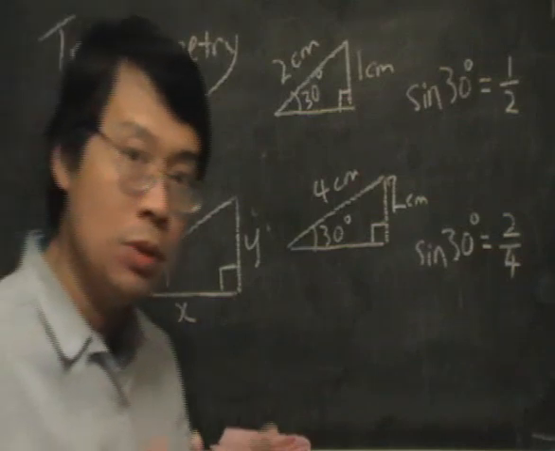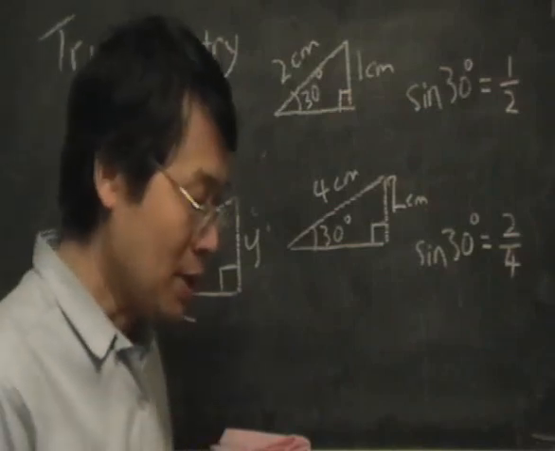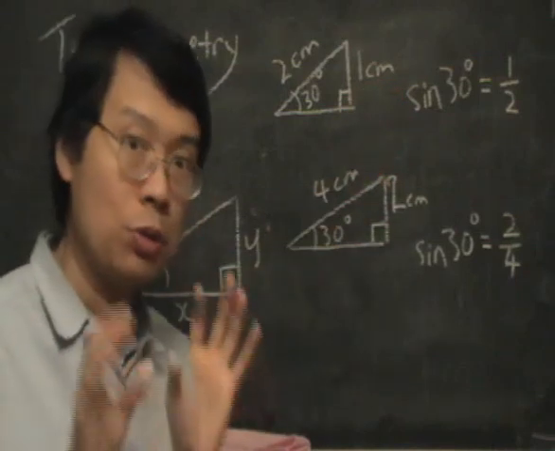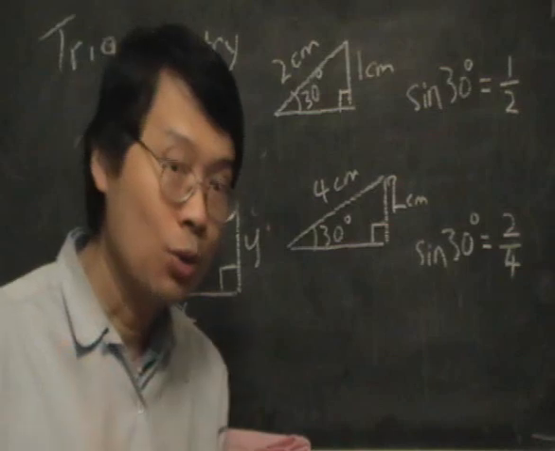But we are going to do the next thing in trigonometry. Now we've learned about sine. Now we are going to learn about another thing called a cosine.